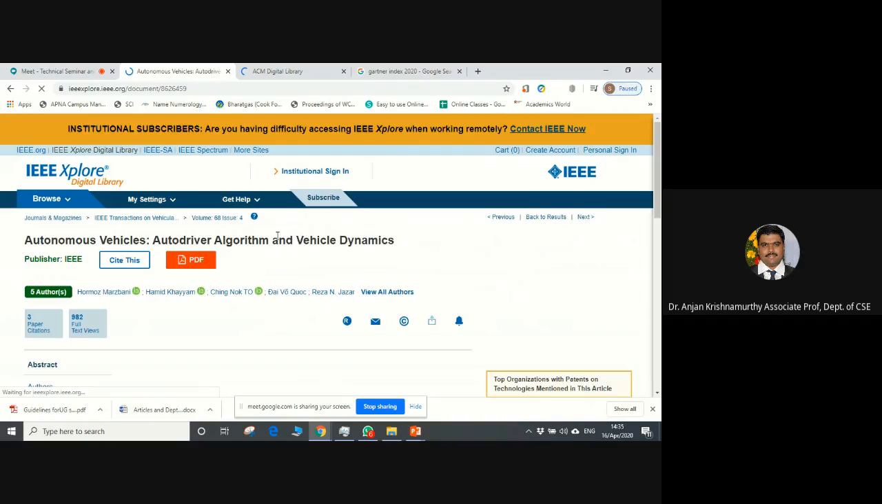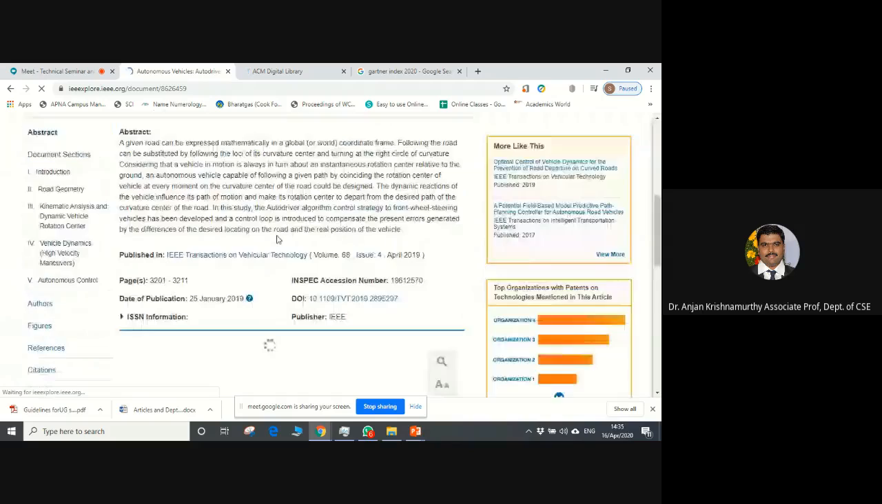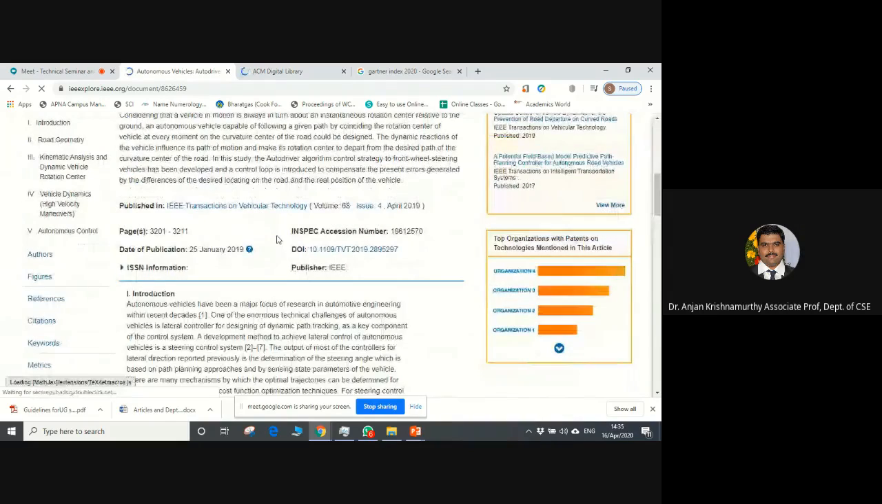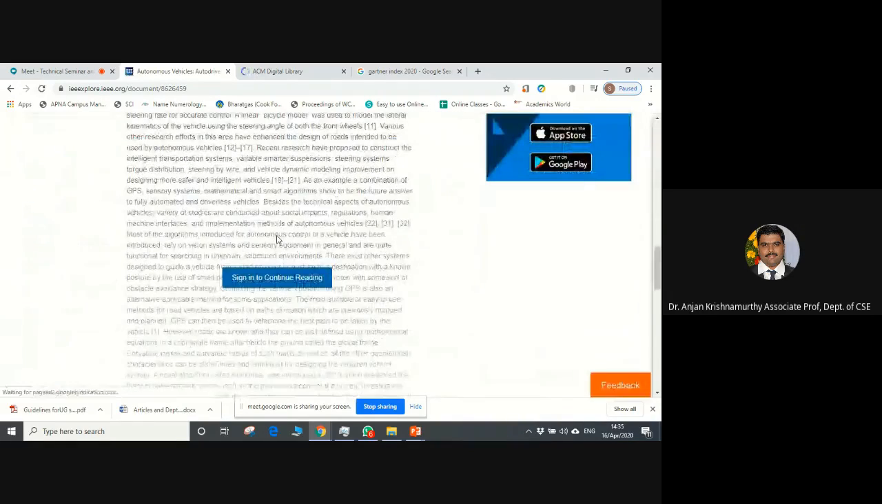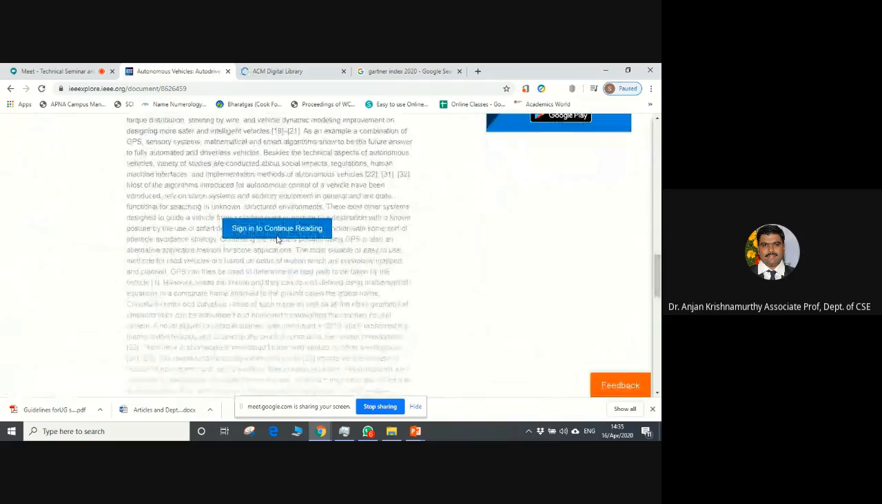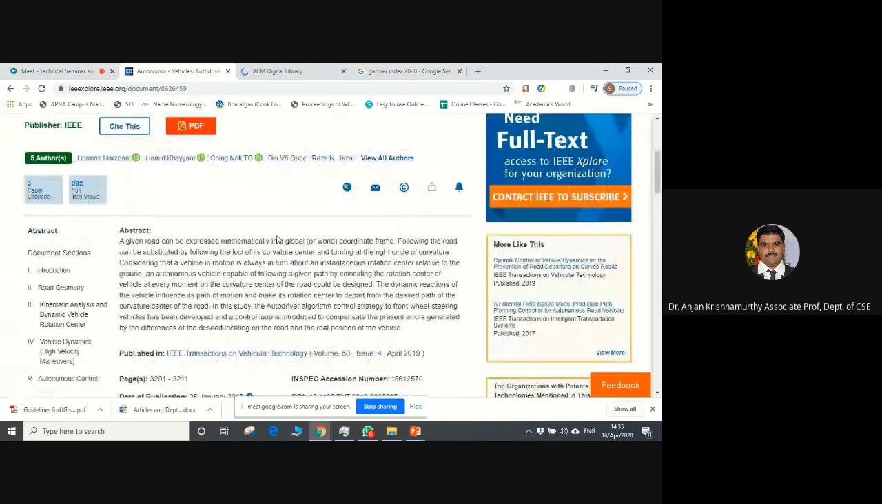So the abstract is given here. You can read the abstract, and then based on the abstract, you can select whether this paper can do or not. Likewise, you shortlist somewhere around 5 to 6 papers, in descending order of the dates of publishing, and send them across to your guide. So this is the way you can search.